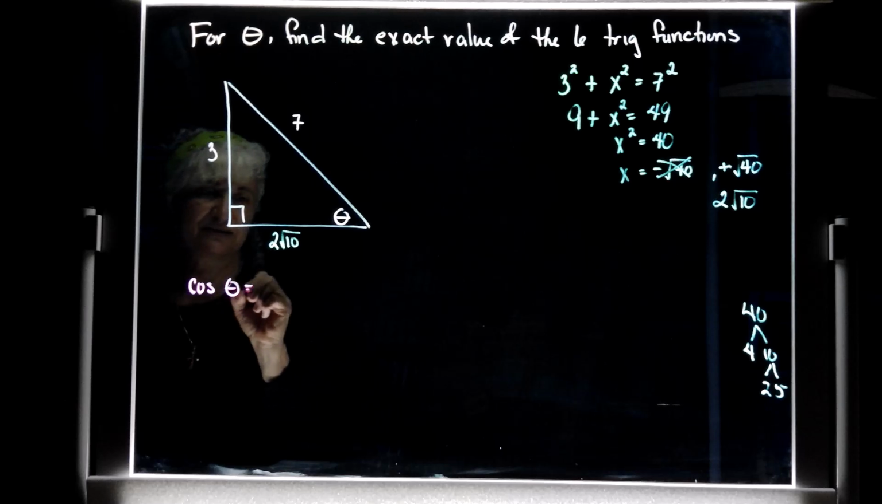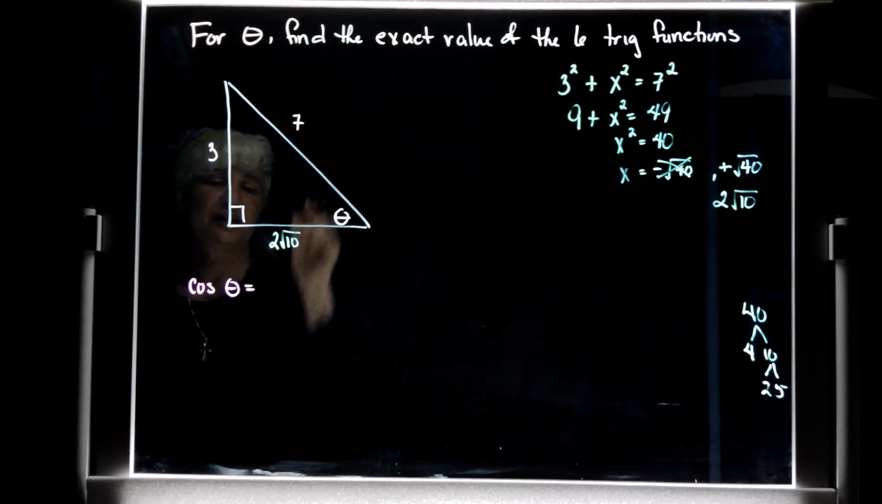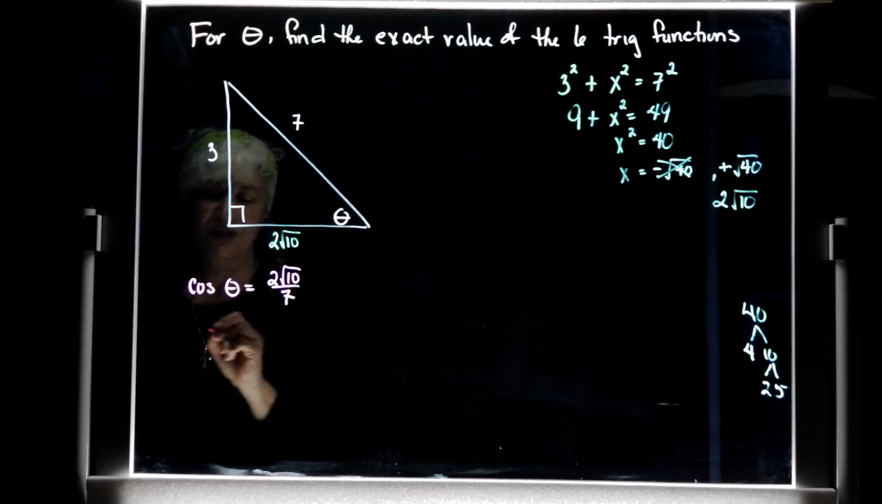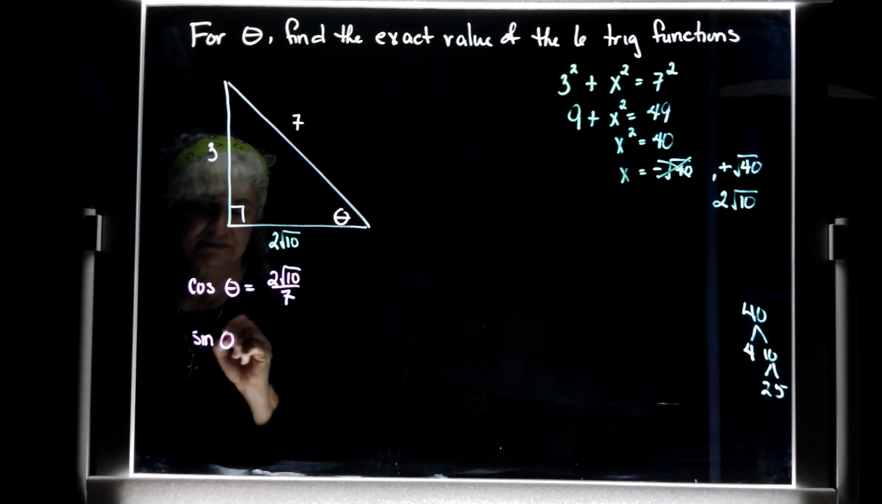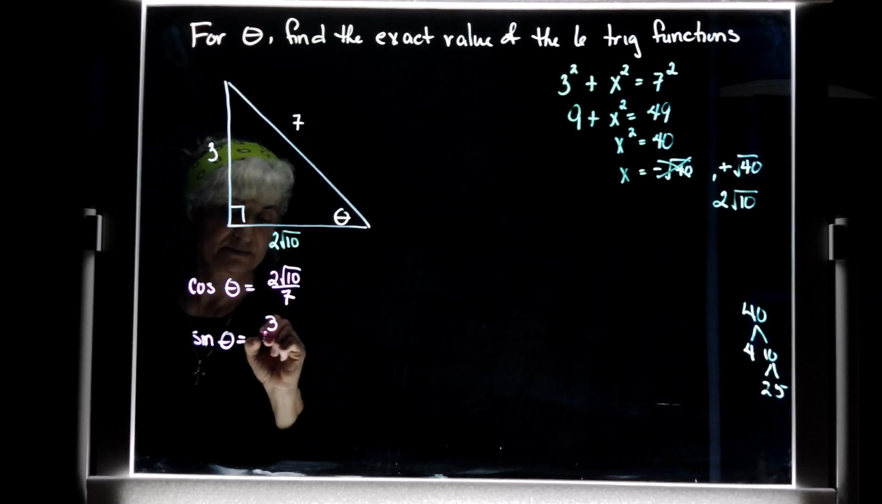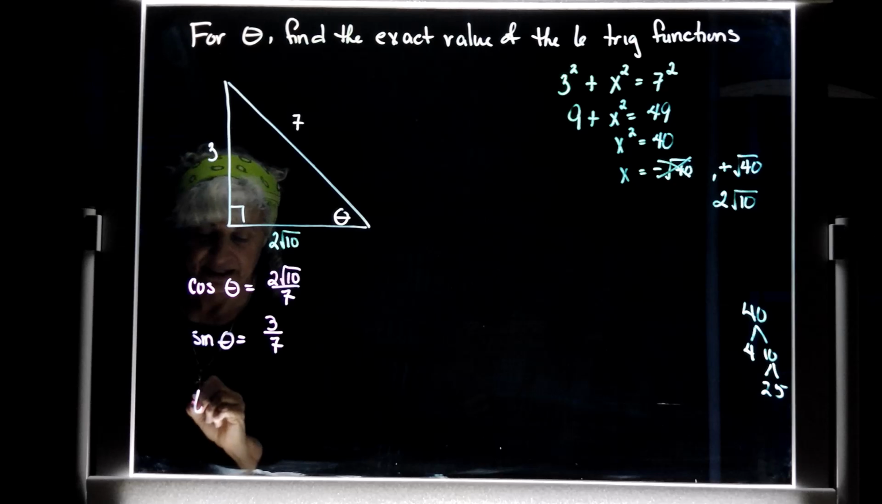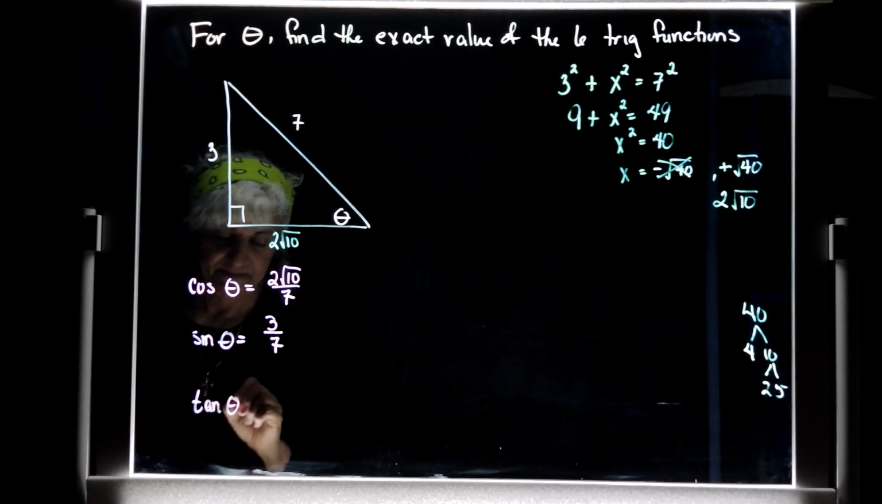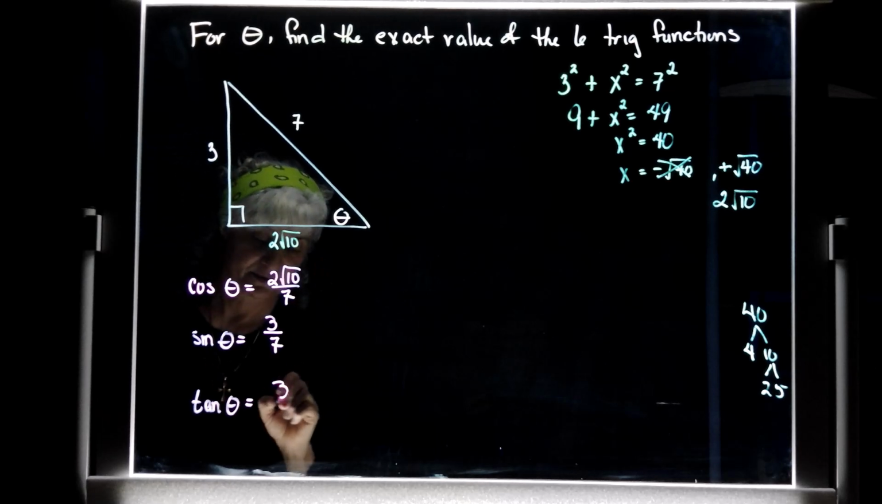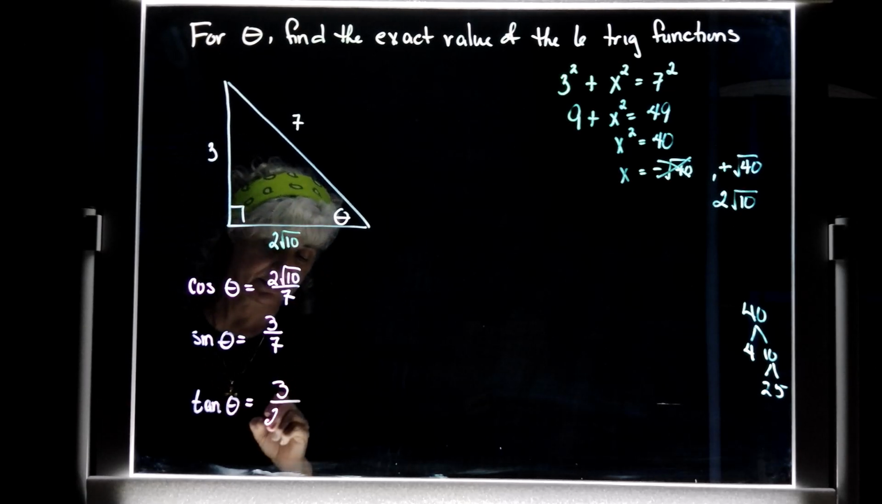So let's talk cosine first. Cosine of theta. Adjacent over hypotenuse. Sine of theta. Opposite over hypotenuse. Tangent of theta. Opposite over adjacent. Oh dear.